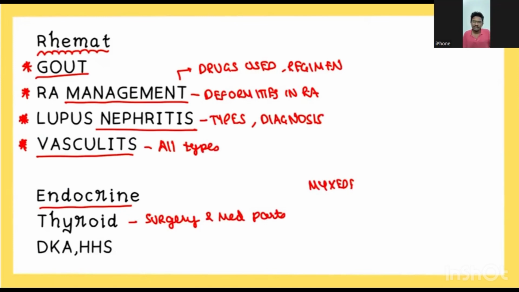Next, the least segment will be the endocrine segment. But in endocrine, if you see this thyroid section, you will definitely get 2 to 3 questions, definitely. And the possibility is it will be distributed among surgery as well as medicine. So in the medicine portion, what you should focus on is, one is myxedema coma, next is thyrotoxic crisis, the 2 emergencies seen in thyroid. Next is thyroiditis.